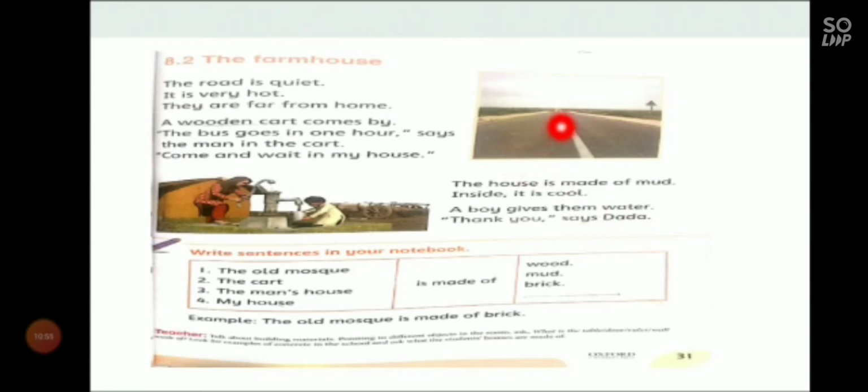Now it was stopped. The road was very quiet and it was very hot, and they couldn't see any other vehicle on the road so that they could ask for help. They were very far from home. And a wooden cart comes by. Now what is a wooden cart? I have shown you before in the picture.